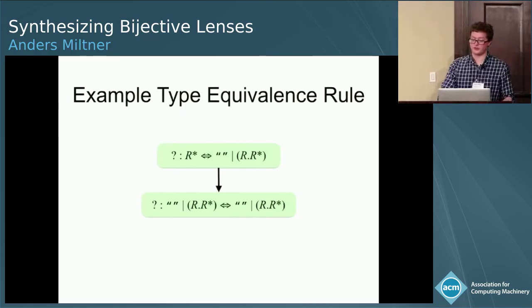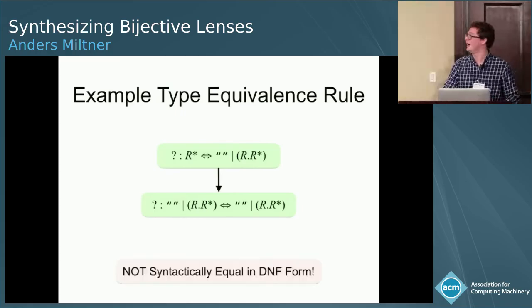Unfortunately, there are still regular expressions that are semantically equivalent but syntactically distinct even when in DNF form. For example, this one, you have epsilon or RR star and just R star. When in DNF form, they stay the same, but while they are semantically equivalent, they still have different DNF forms. So we still need to do some search to unroll the R star into epsilon or RR star.